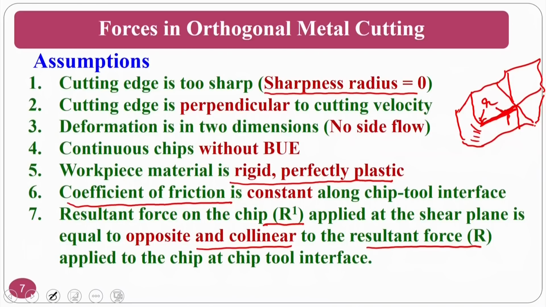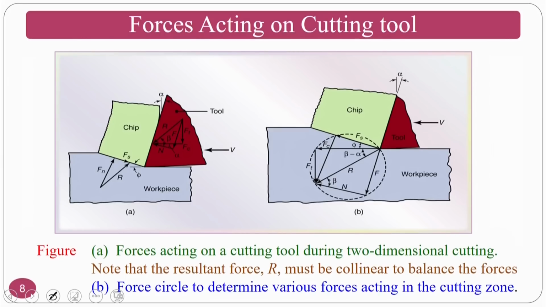That means the 2 forces that are acting are opposite in direction and collinear in the same direction. Okay. So now we will move to the forces acting on the cutting tool. Since we have already seen in the previous slide, so there are the forces. If you see, this is the shear force and this is the normal to the shear force. The resultant is this one.